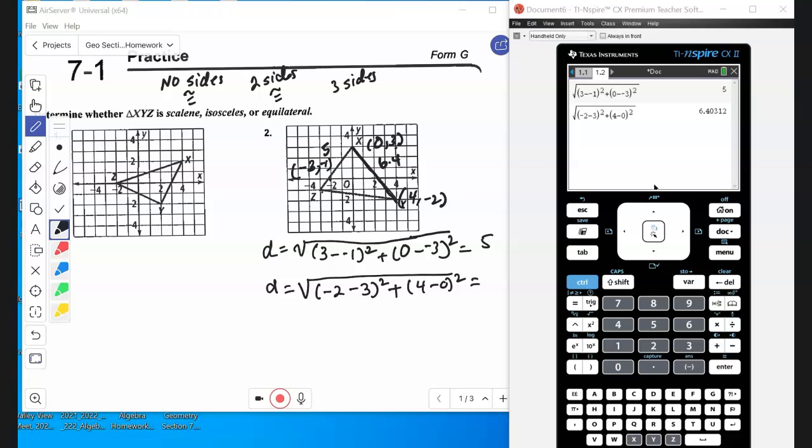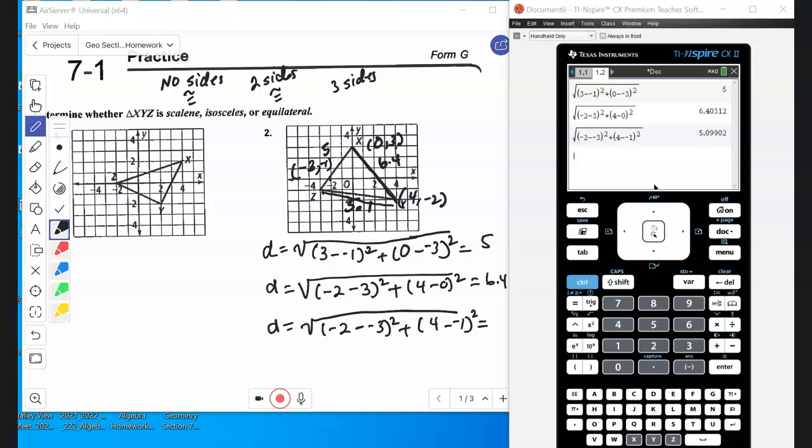And the last distance will be from z to y. So I'm going to say d equals the square root of parentheses -2 minus -3 squared plus parentheses 4 minus -1 squared. And I'm going to figure that out using my calculator. Okay, the distance I got was 5.1.